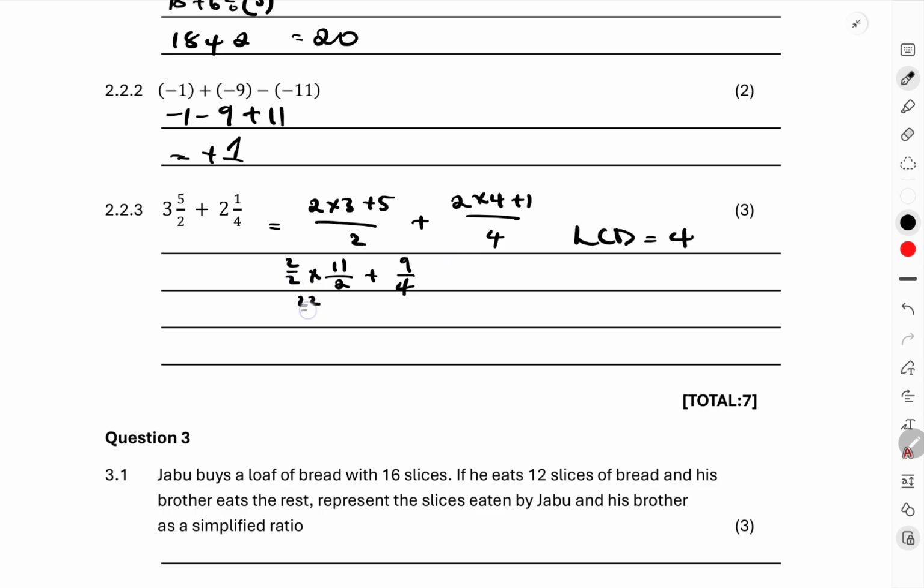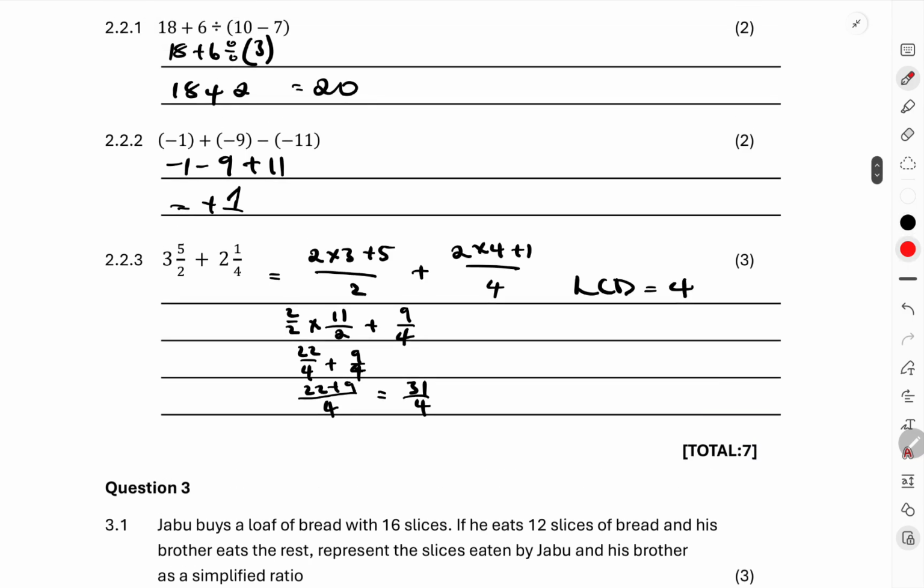It means I'll have 22 over 4 plus 9 over 4. Now the denominators are the same. I can keep the same denominator, which is a 4. I'll have a 22 plus a 9. It means I'm going to have what? Divided by 4. 22 plus a 9, I'll have a 31 over 4. That becomes our final answer, 31 over 4.